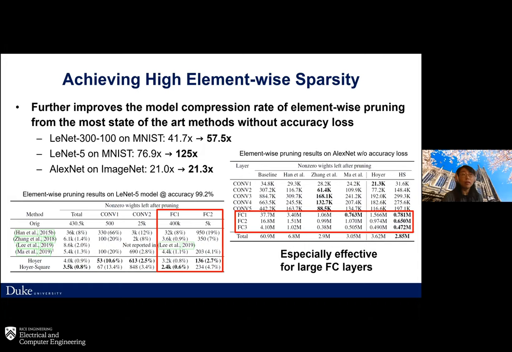In the next two pages, I'm going to show part of our experimental results. This page shows the results for element-wise pruning on LeNet-5 and also AlexNet. Compared to the original state-of-the-art designs, our methodology can achieve quite significant improvement in terms of compression rate. Like the majority of compression methodologies, fully connected layers are the target, and our method performs pretty well on them. The reason compression focuses more on fully connected layers is that they contribute the majority of the weight elements and therefore the storage requirement.